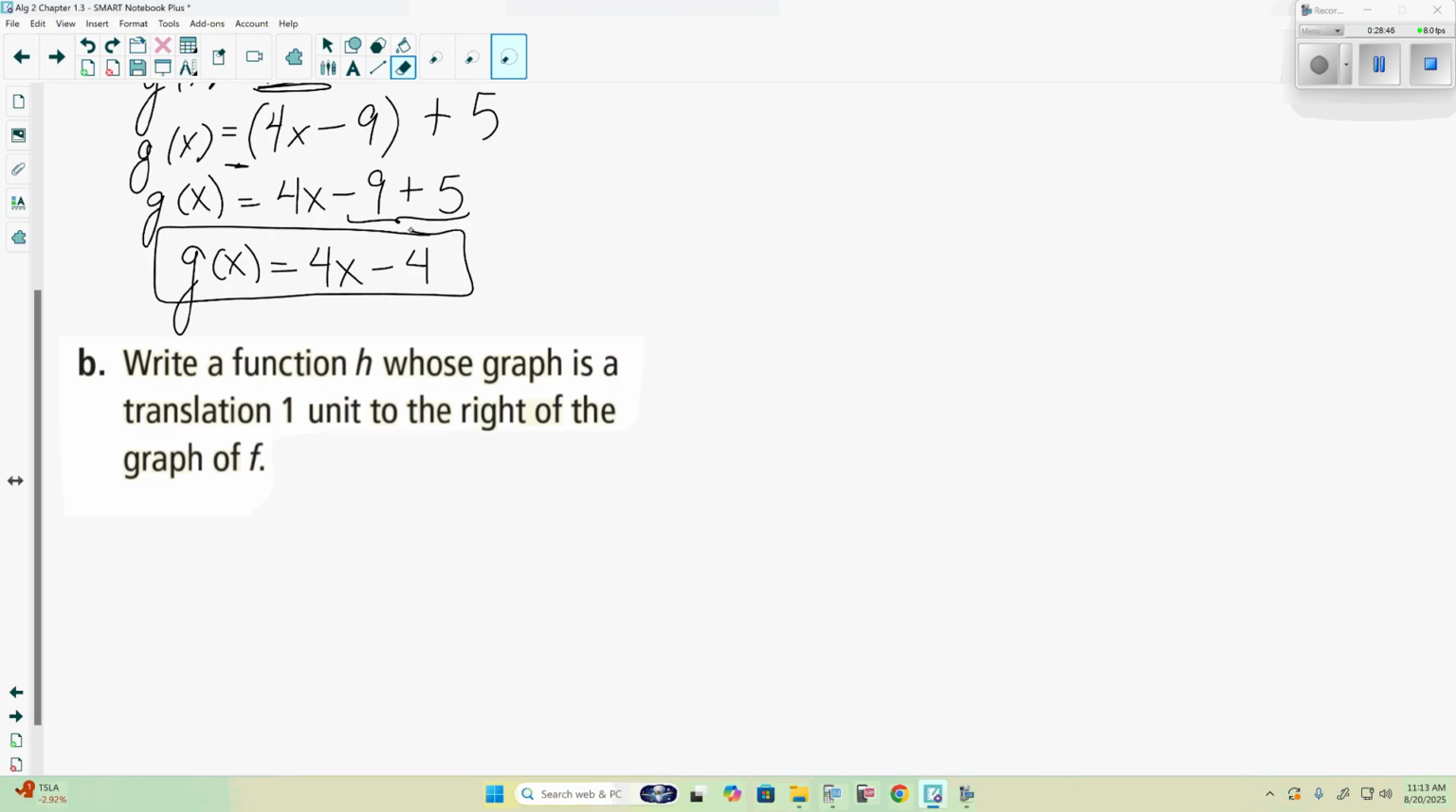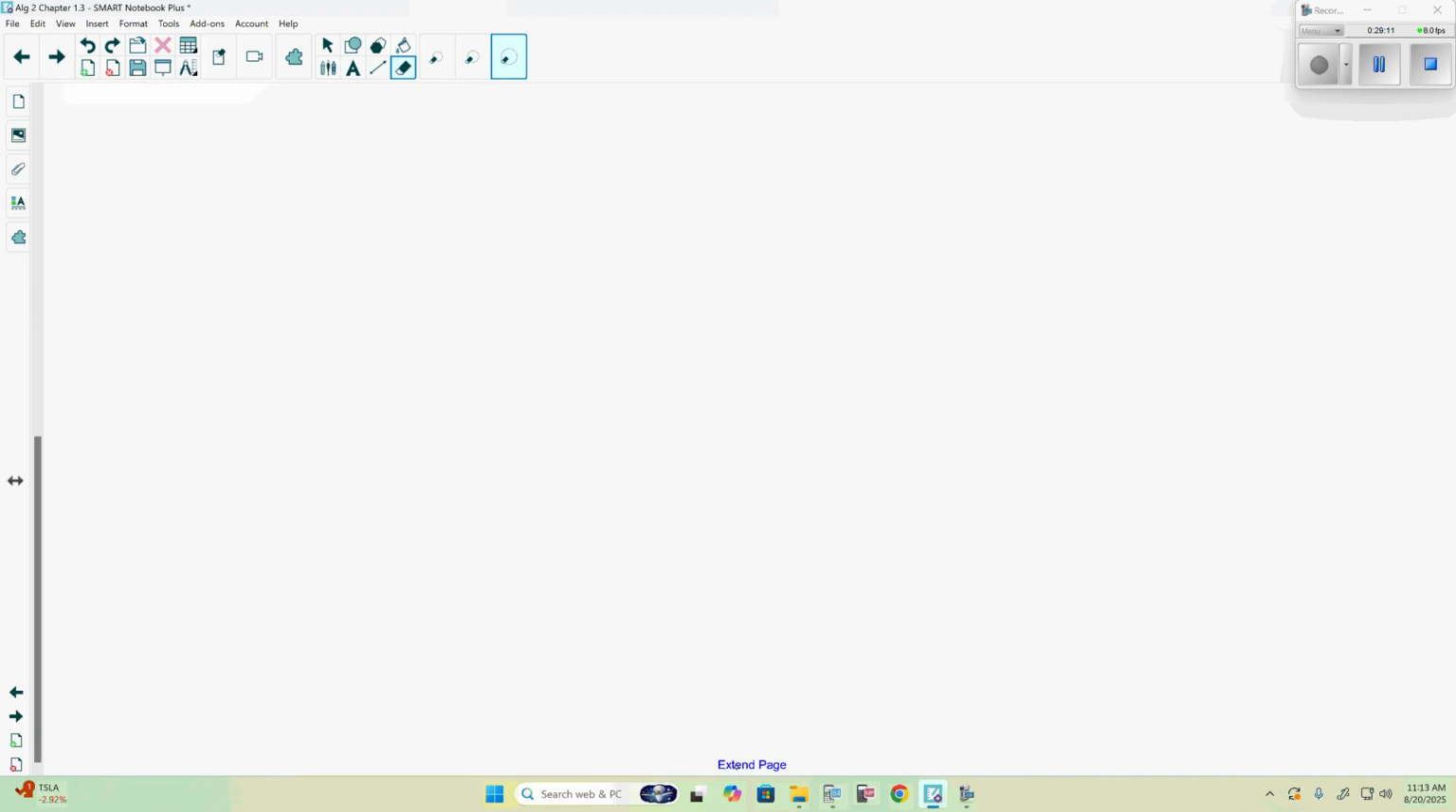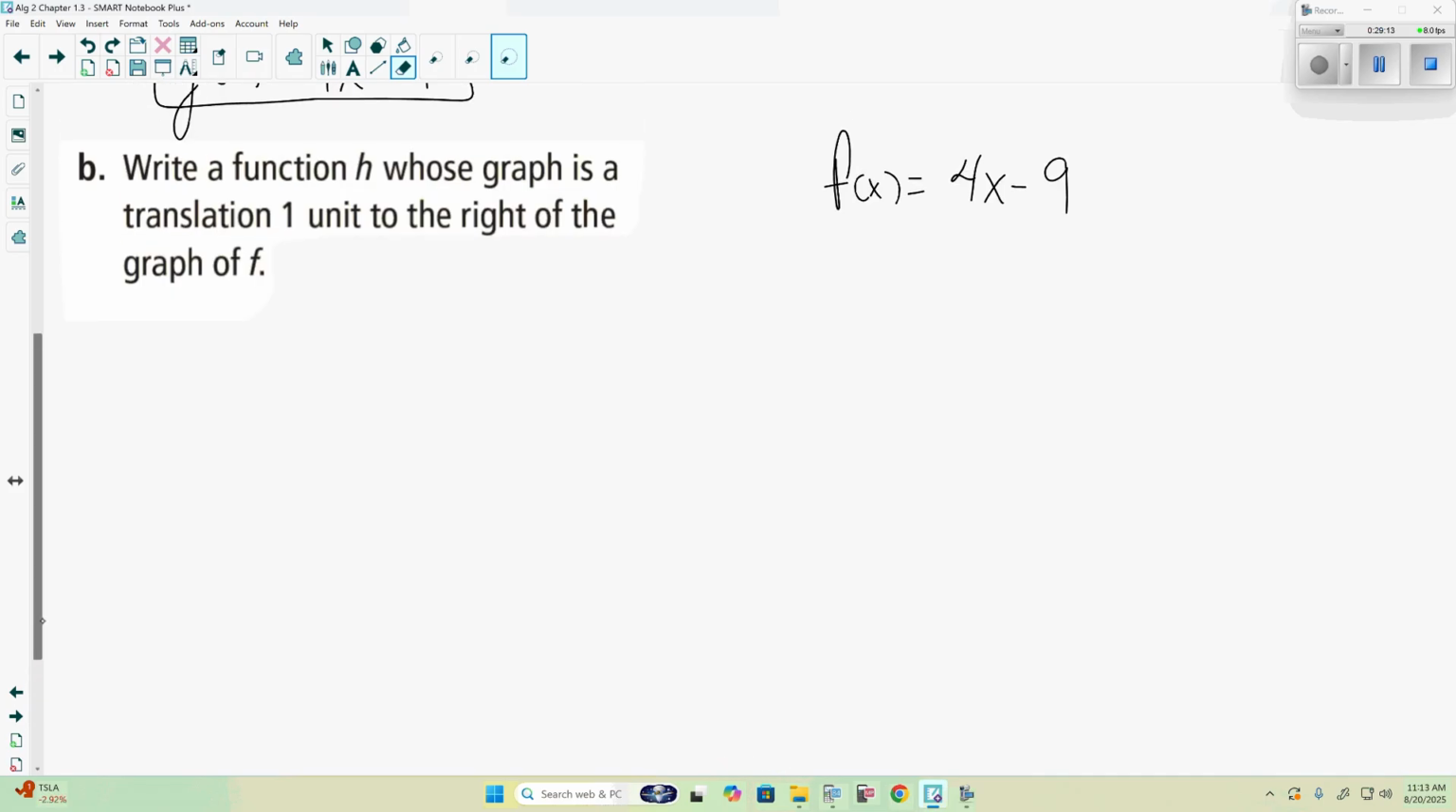Questions on this here? Again, I'm rewriting f of x just so we can see it, so we're not having to scroll up and down a lot. We're ready for the next part, our left and right.